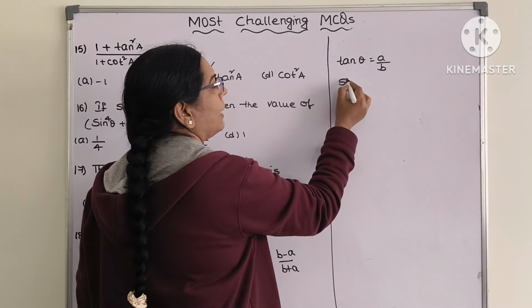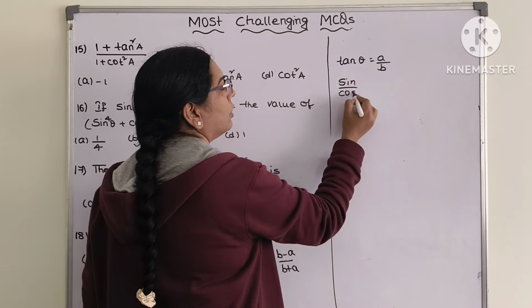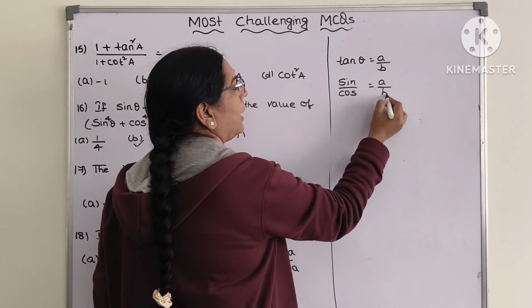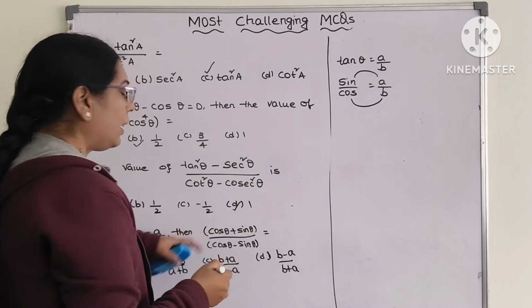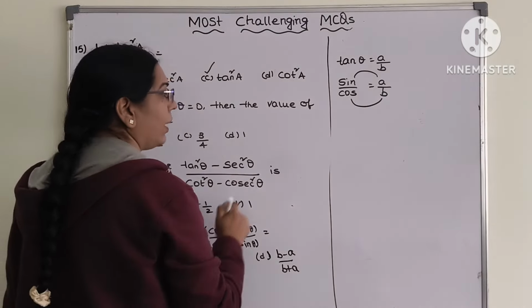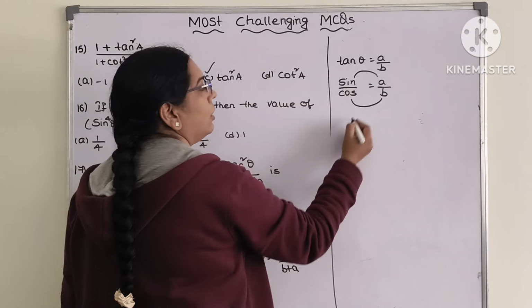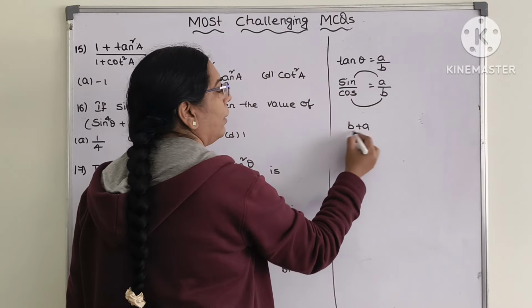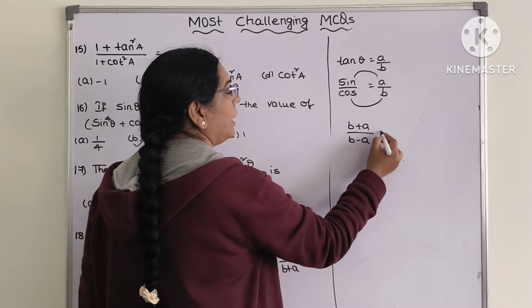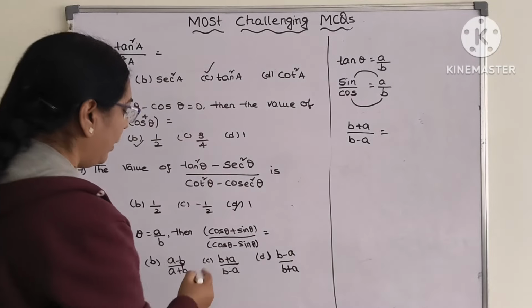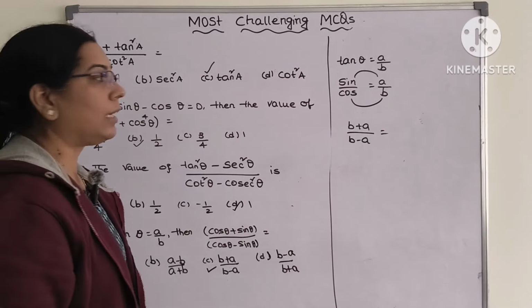Tan can be written as sine by cos. So, sine by cos is A by B. Basically, sine is A, cos is B. What are they asking for? Cos plus sine, so B plus A, by cos minus sine, B minus A. So, B plus A and B minus A. Option C is correct answer.